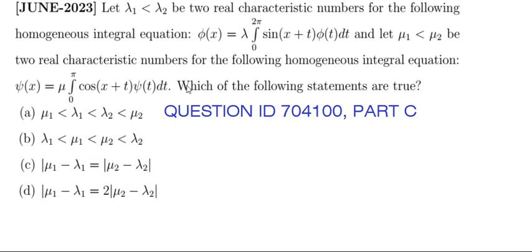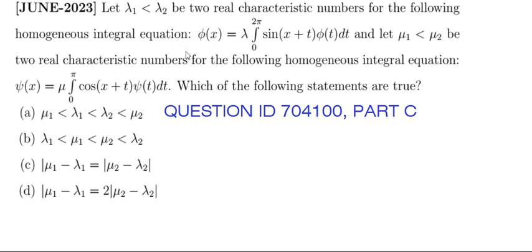So we are given the integral equation phi of x equals lambda integral 0 to pi sin of (x plus t) phi of t dt, where mu1 less than mu2 are the two real characteristic numbers for the homogeneous integral equation. This one. So lambda 1, lambda 2 are characteristic numbers for this equation, and mu1, mu2 are characteristic numbers for this equation. So that means here we need to find the characteristic values for the two integral equations.